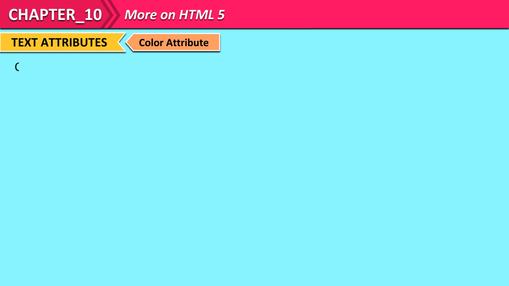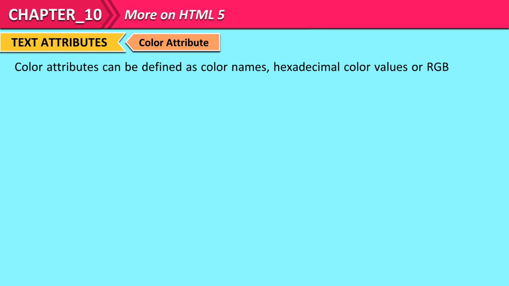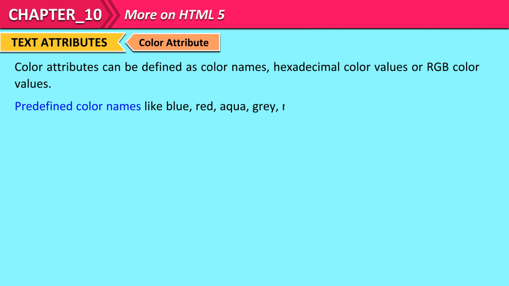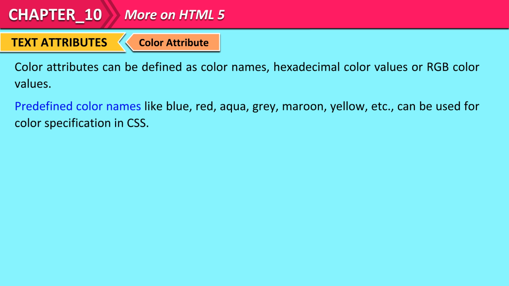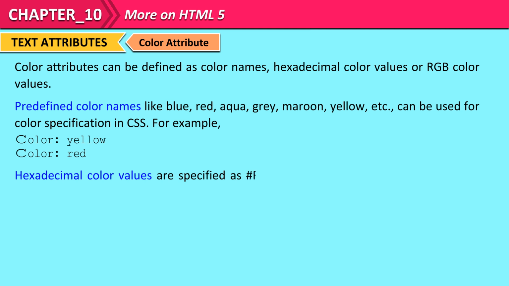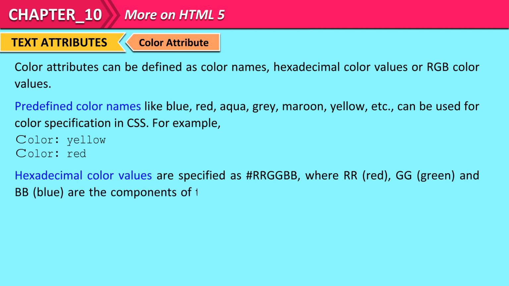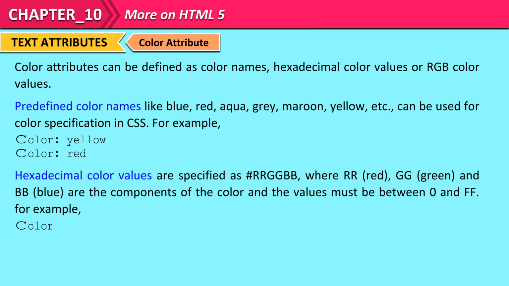Color attribute. Color attributes can be defined as color names, hexadecimal color values, or RGB color values. Predefined color names like blue, red, aqua, gray, maroon, yellow, etc. can be used for color specification in CSS. For example, color yellow, color red. Hexadecimal color values are specified as #RRGGBB, where RR red, GG green, and BB blue are the components of the color, and the values must be between 0 and FF.